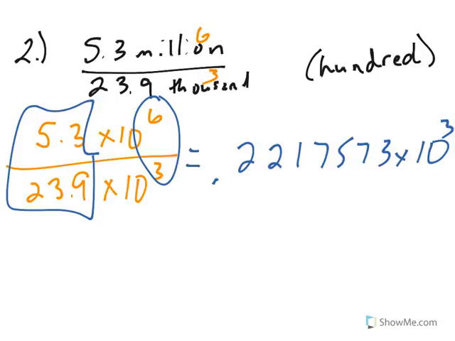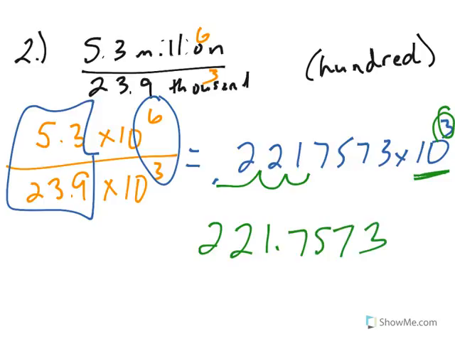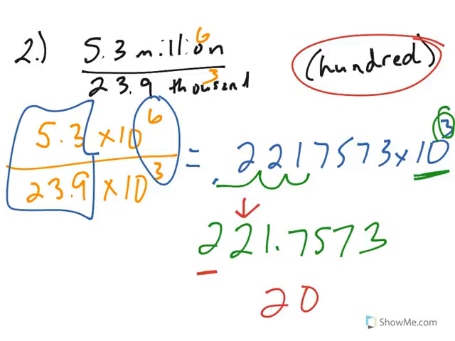Now, I'm going to change this back to standard form. In standard form, I'm going to move my decimal 3 spots. So 1, 2, 3. I get 221.7573. My directions say round to the nearest 100. 100 is the 2. Looking at the next digit means it rounds down, so round to the nearest 100 would just be 200.